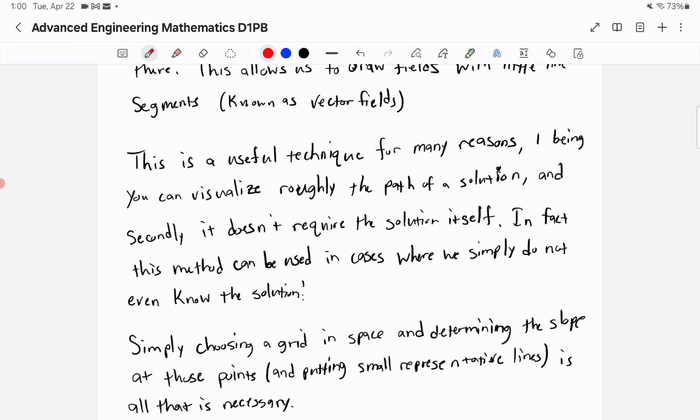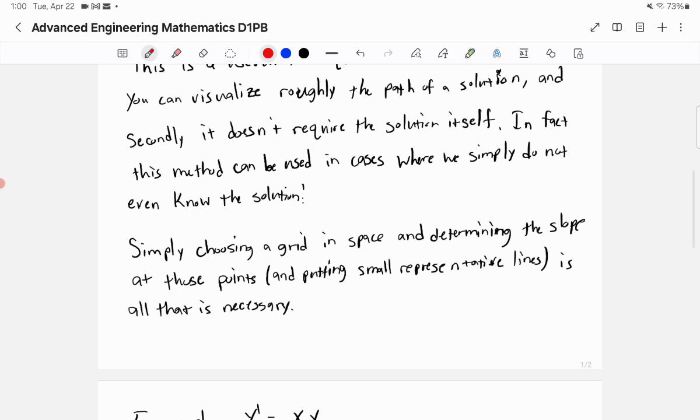This is a technique that is useful for many reasons, as I've already mentioned. One of them is that you can get a visualization of what's going on, and the second is that we don't even need to know what the actual solution is, because this helps us visualize, regardless of what the solution is, what the solution must look like.